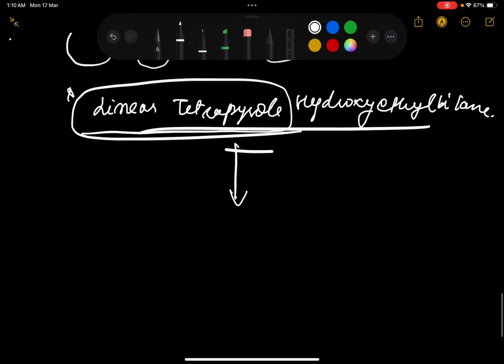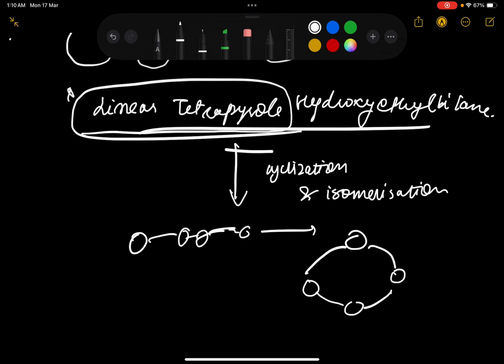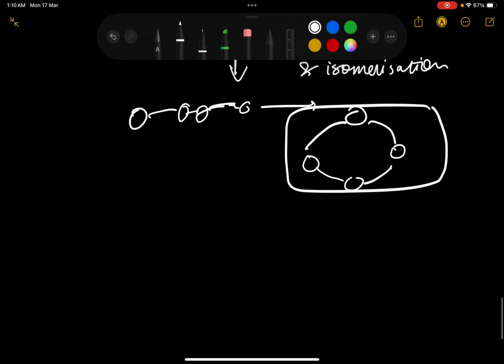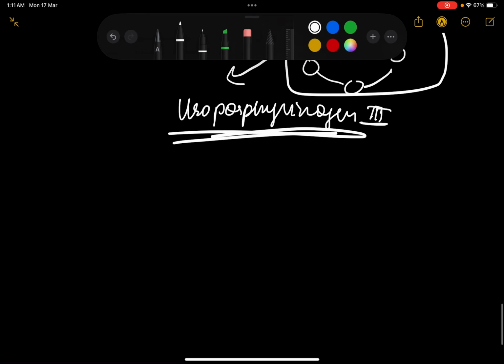Then this molecule undergoes cyclization and isomerization. That is, the linear molecule changes into some cyclic structure. That is what is occurring, and this cyclic structure which is now formed is known as uroporphyrinogen 3. Okay, this uroporphyrinogen 3 is formed.